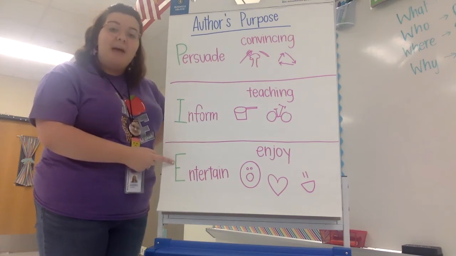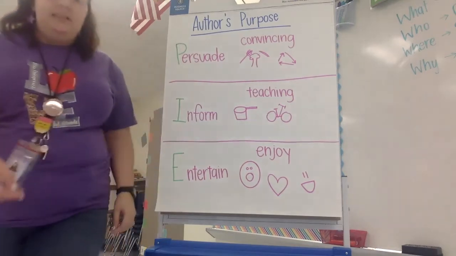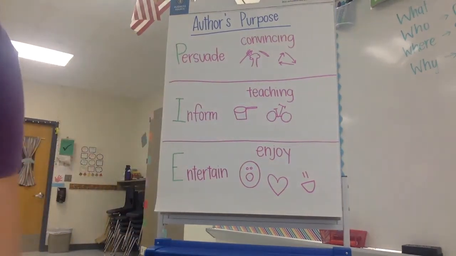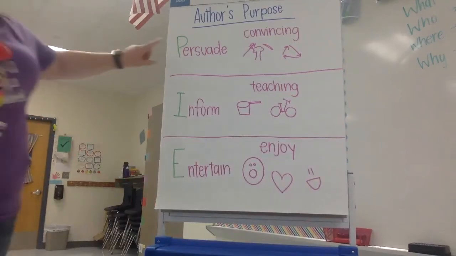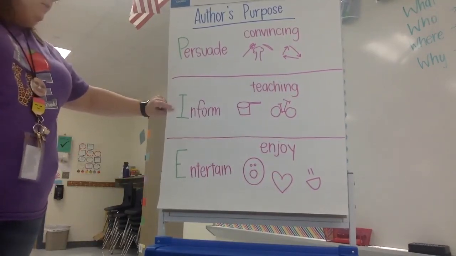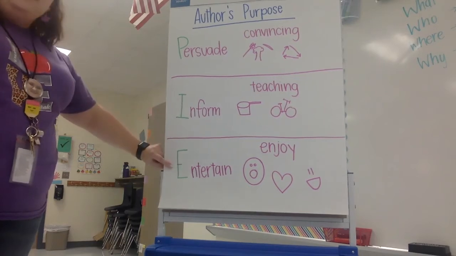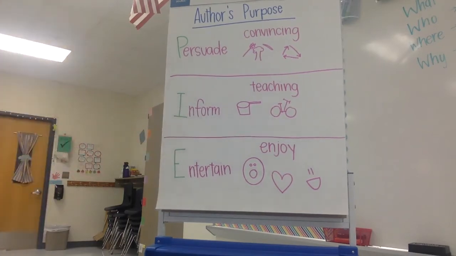It makes you happy. Write down in your journal if you think it's persuade, inform, or entertain. All you have to write is P if you think it's persuade, I if you think it's inform, or E if you think fantasy entertains. Go ahead and do that in your notebook.